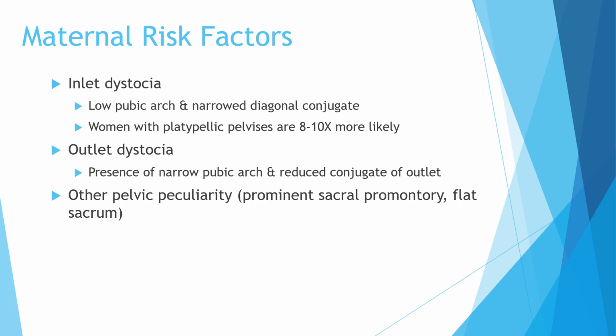An outlet dystocia: presence of a narrow pubic arch and a reduced conjugate of the outlet. Other pelvic particularities: a prominent sacrum, and then a flat sacrum. So it really has to do with narrowing. When you don't have that oblique diagonal that the shoulders can rotate into, it makes it a lot harder for delivery.